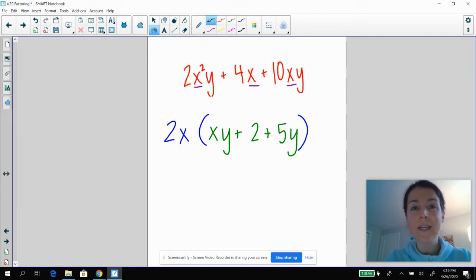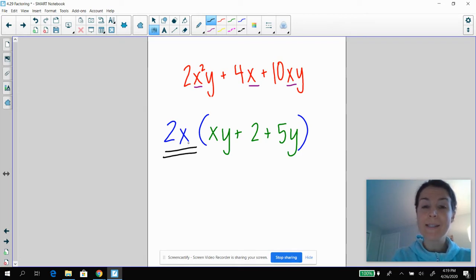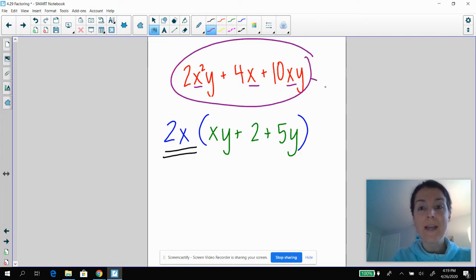So what we've just done here is we have factored out this common factor, this 2x. And then look what we've done. We now have 2x times xy plus 2 plus 5y. We've now just factored this into this. We have written that first top thing as a product. That's what factoring is.